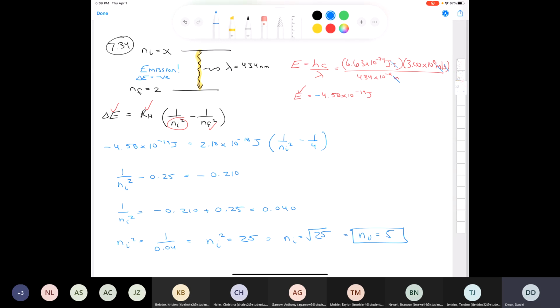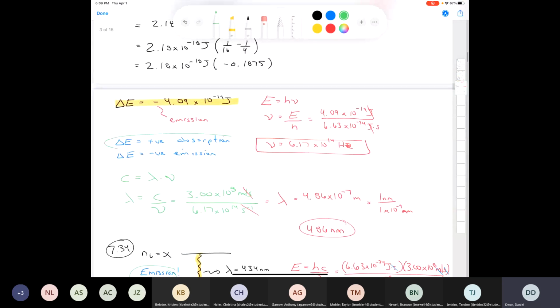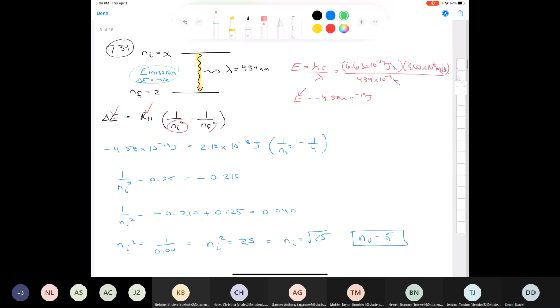There you go. So what are the keys from this question? You need to know that when you're dealing with emission, the change in energy is negative. I told you last time that when you're dealing with absorption, the change in energy is positive. So when we plug this delta E in here, we have to be sure that it's negative or we will not end up with the right answer. And the rest is just some algebra that you should be able to do.